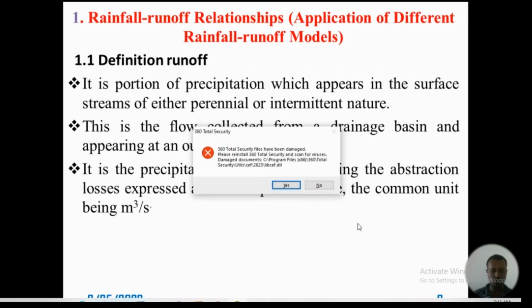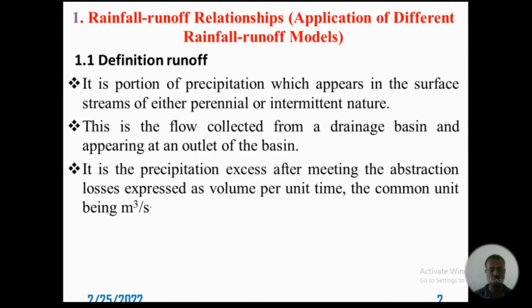This is a flow. This is a flow collected from a drainage basin and appearing at the outlet of the streams. So in this catchment, simply, runoff is the contribution of the drainage basin that generates runoff to the outlet or target point. It is the precipitation excess after meeting the abstraction losses, expressed in volume or in unit per unit time, or the common unit, meter cubed per second.